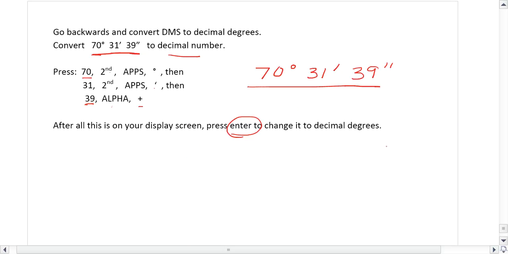And I ended up with 70.5275, if I did that right for the decimal degrees. All right, that's it. Have fun.